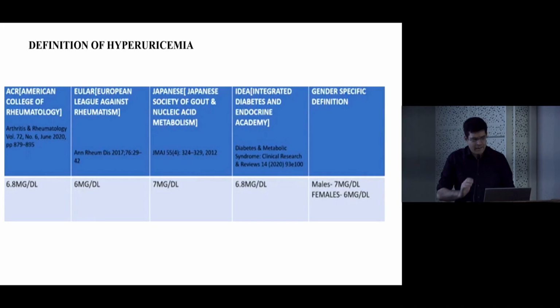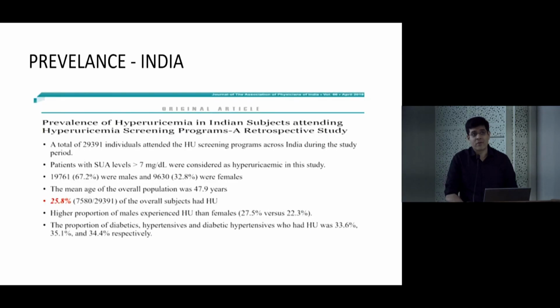So the definition of hyperuricemia, the cutoff is not exact. Every society has their own cutoff. Some societies use 6, some 6.8, and some 7. So there's no clear-cut definition of the cutoff for hyperuricemia. Hyperuricemia is very, very common in our practice. In this Indian study of almost 30,000 patients, 25% of them had hyperuricemia.